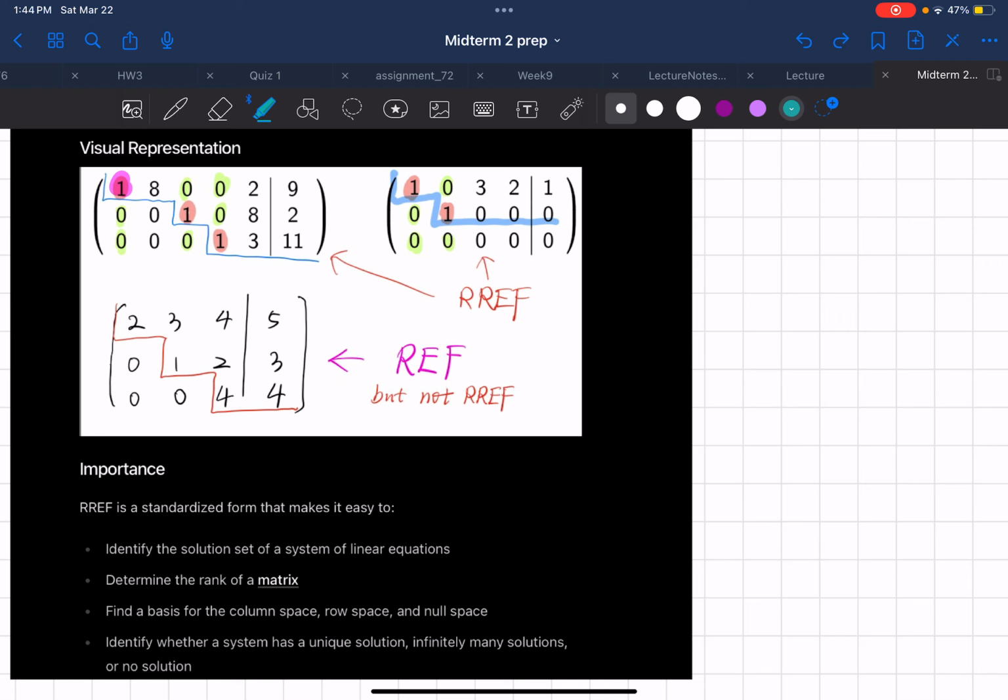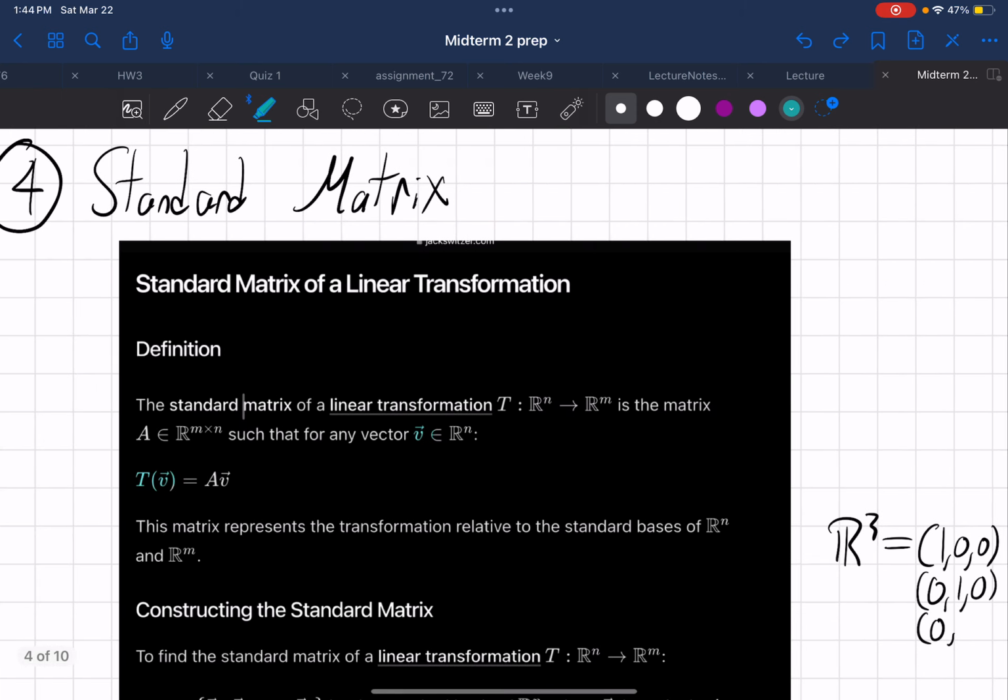REF allows us to identify solutions of a system of linear equations, find bases for our basic things like the column, row, and null space, and identify how many solutions this system has. Does it have one? Does it have infinite? Does it have none? These can all be told to us by this matrix representation.